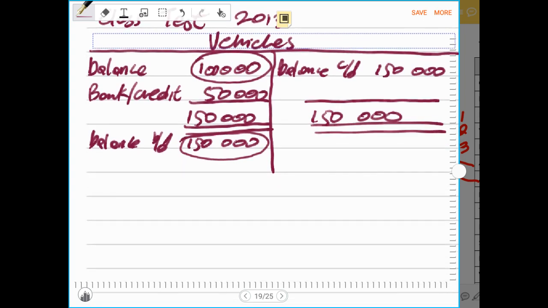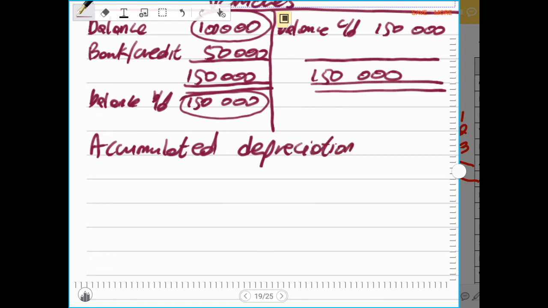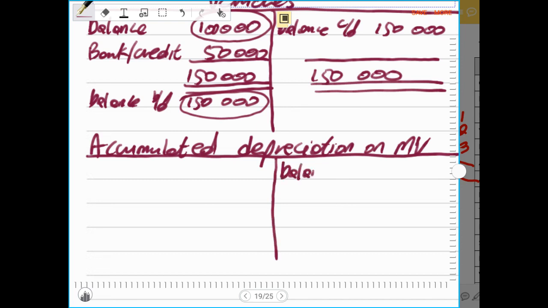Then after, we do the second ledger account, which is accumulated depreciation for motor vehicles. So now we write that as accumulated depreciation for our motor vehicles. And remember, this ledger account always has an opening balance on the credit side. MV is just a shortcut for motor vehicles. This ledger account always has an opening balance on the credit side. So now that does not change all the time.